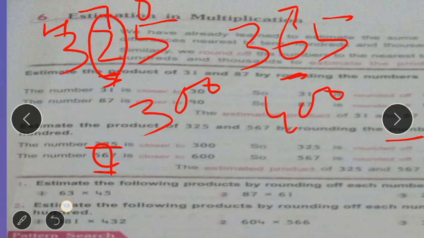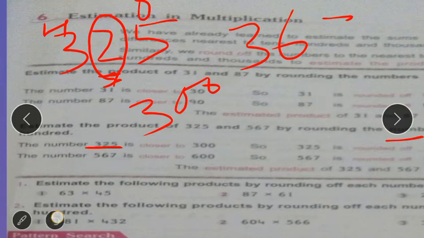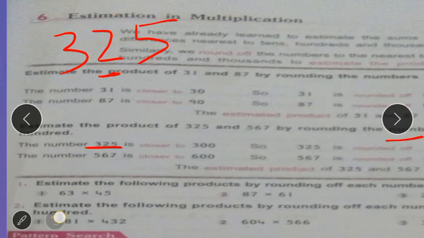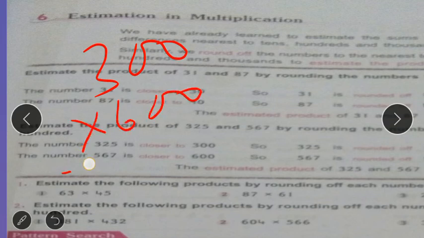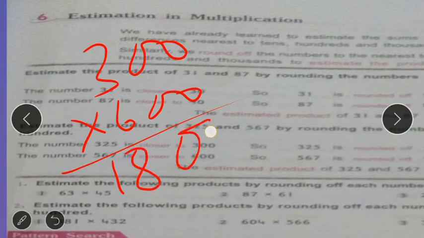Now you have to find the product. You have got two numbers, 300 and 600. Now you have to multiply. 6 3s are 18. Now how many zeros are there? 4 zeros. So you just add those 4 zeros. Got the answer? Yes.